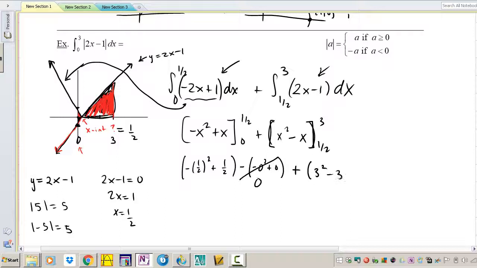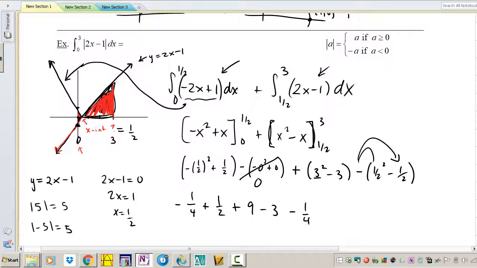3 squared minus 3 minus a half squared minus a 1 half. And then let's go ahead and compute this. A half squared is 1/4, negative, plus a half, plus 3 squared is 9, take away 3, and then distribute, which is going to be a negative 1/4 again and a positive 1 half.